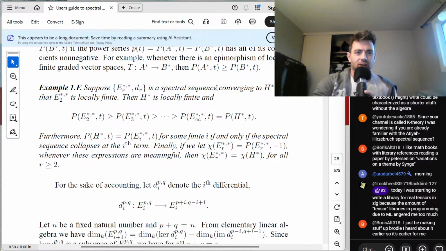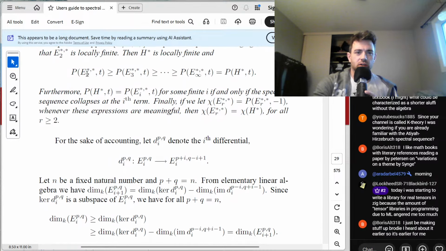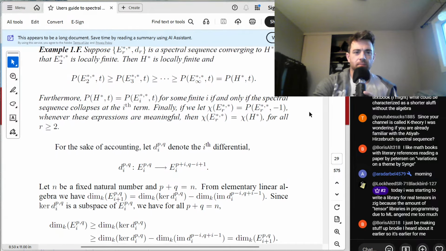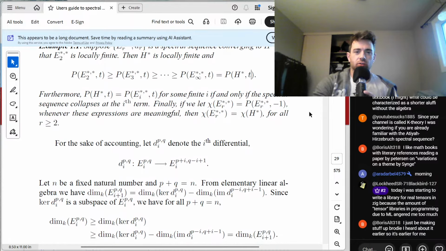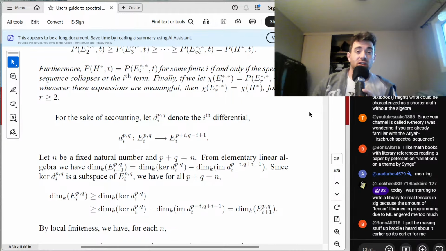Okay. Example 1e. We've got a spectral sequence converging to H, and E2 is locally finite. Then H is locally finite, and we decrease. Okay, so things start out big on the E2 page, and our Poincare polynomials diminish until we get to the graded vector space. And furthermore, the polynomials are equal if and only if it collapses. Finally, we let the Euler characteristic be evaluation at -1 whenever these expressions are meaningful. And then those Euler characteristics should be equal.